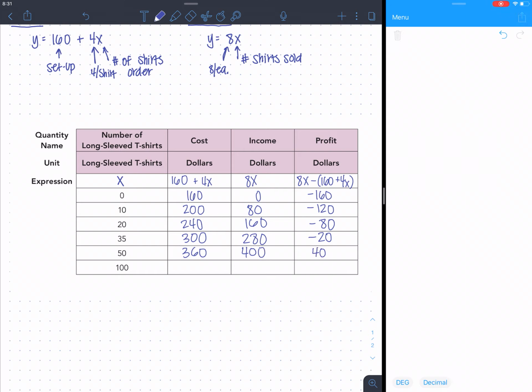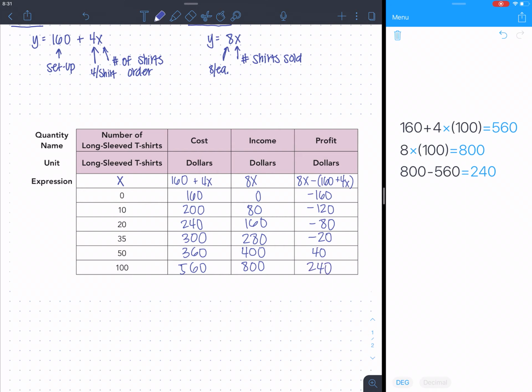And let's do one more for 100 shirts. 160 plus 4 times 100. And my income is going to be 8 times 100, it's 800. And then my profit is going to be my income minus my cost, which is 240.